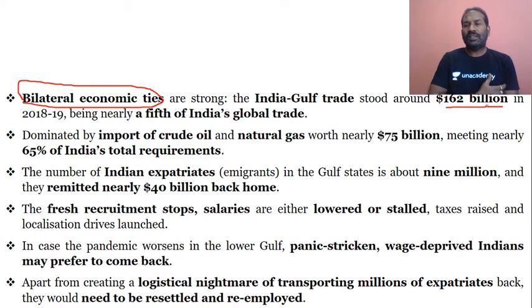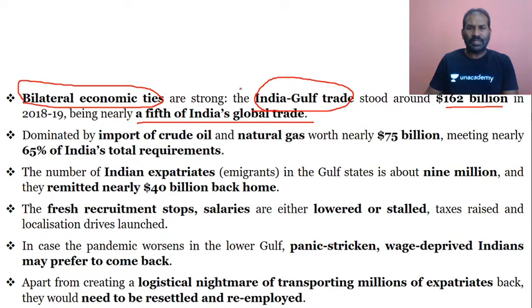India-Gulf trade, that is the trade between both the countries in regards to economy, is 162 billion US dollars, which is almost a fifth of India's global trade. That means whatever global trade India has with various other countries, when you compare, the India and Gulf trade stands at 162 billion US dollars. Keep this in mind in regards to the prelims 2020. Esther says mostly positive but has a few negatives. Very good, very good. We will look at both of them.